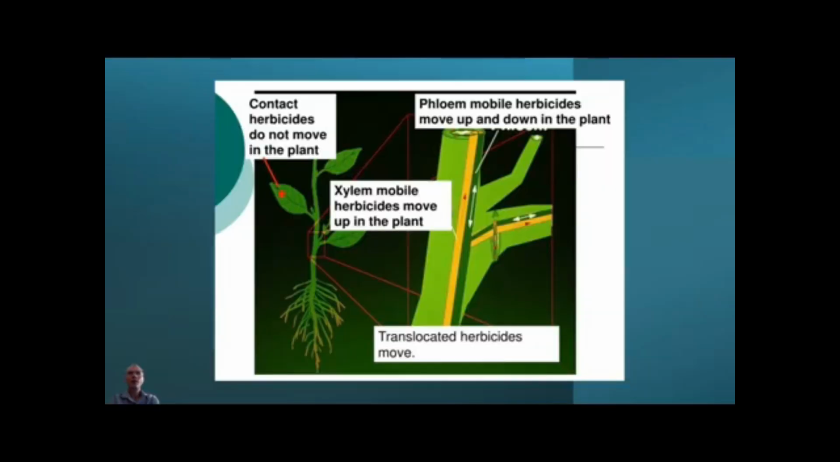Translocated herbicides do move. They move into the xylem, which is mobile; herbicides move up into the plant, and into the phloem, where mobile herbicides move up and down in the plant.